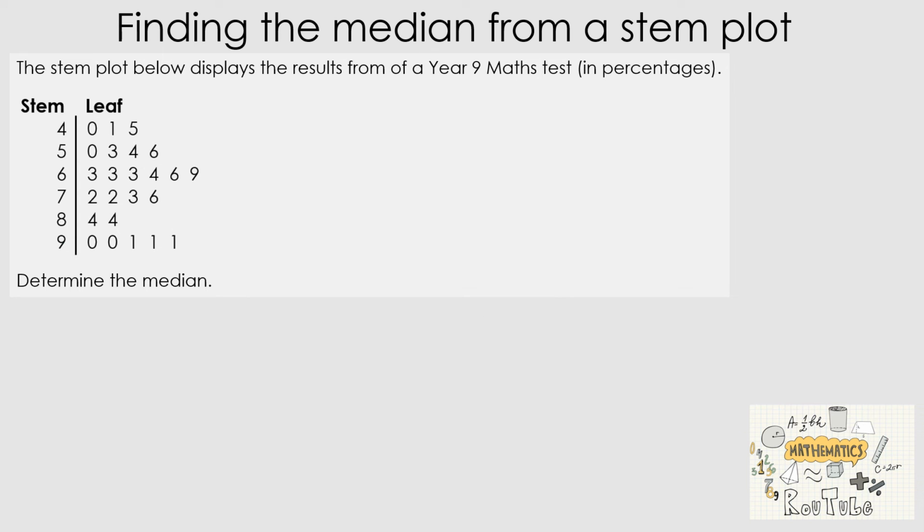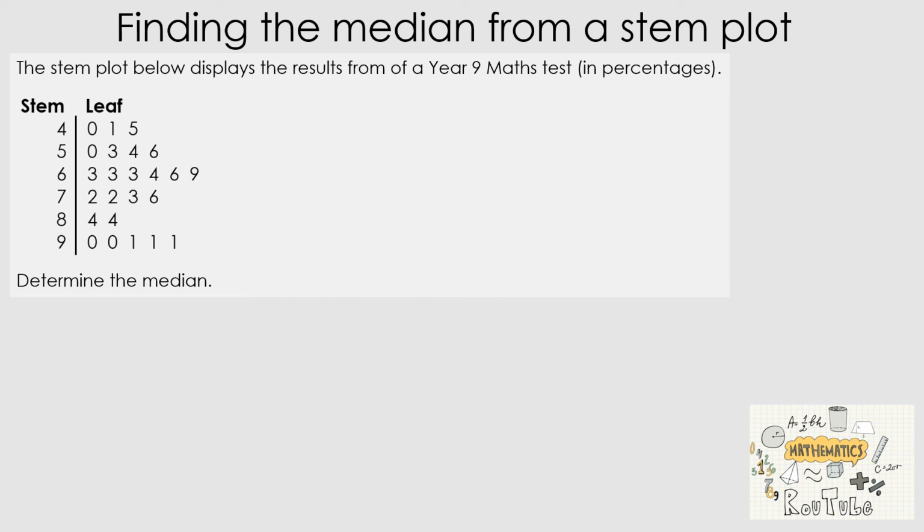And the final part for today is to find the median from a stem and leaf plot. The stem plot below displays the results from a Year 9 maths test in percentages. We've got our stems and our leaves, and our job is to determine the median. Just like the dot plot, we don't need to order the values because they're already in order. If you're not sure how to read a stem plot, I have created a video on constructing and interpreting the values in a stem plot, so please feel free to go and watch that video before you have a go at this.